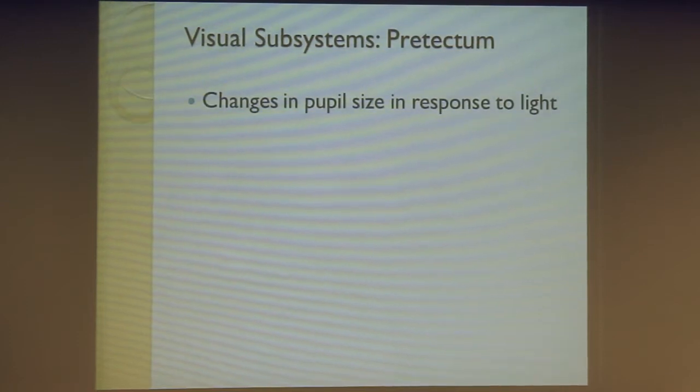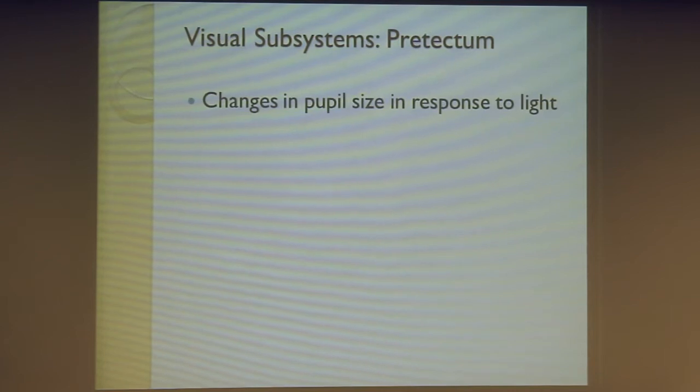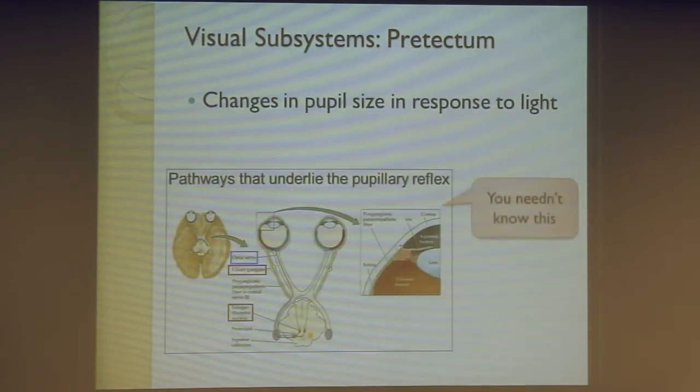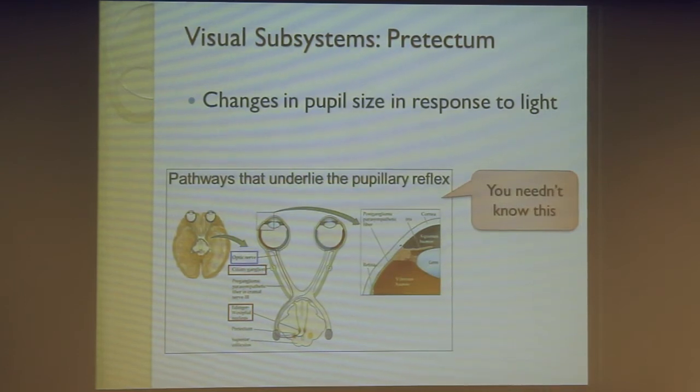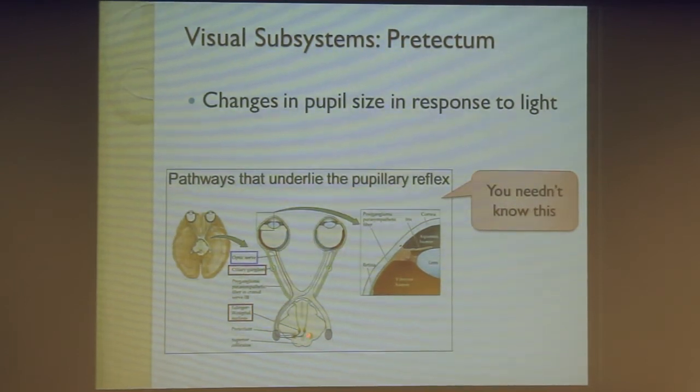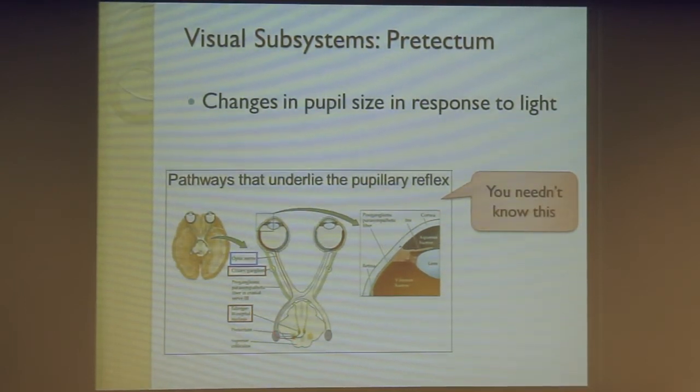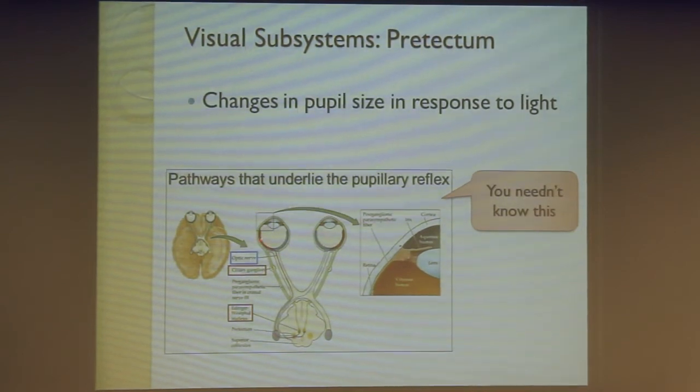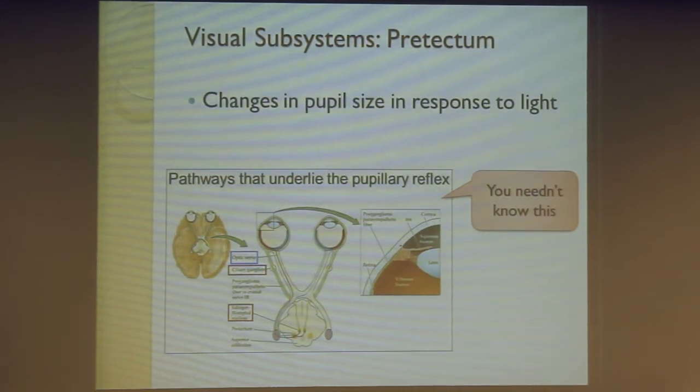Another visual subsystem makes use of the pretectum, which changes the pupil size in response to light. Now I've got this picture here. You don't need to know that. I'm just pointing it out so that you know where this little pretectum is. So the information comes through. Look, here's another little pathway there. When it comes through here, to the pretectum, it influences the pupil's response to light. I said you don't need to know the picture. Okay.